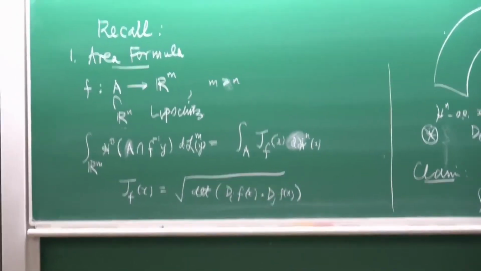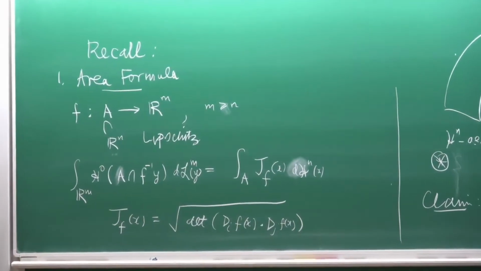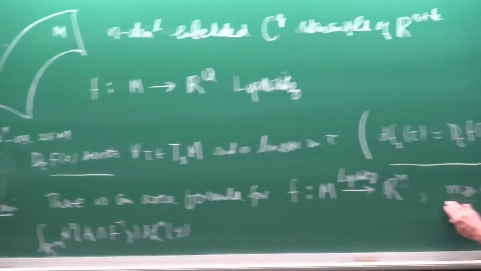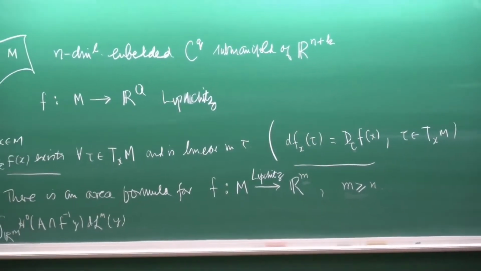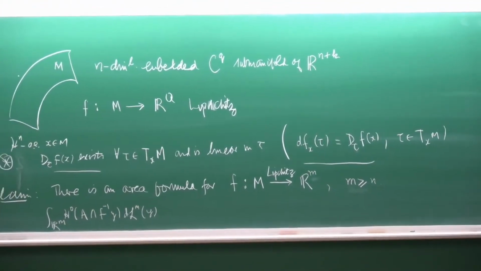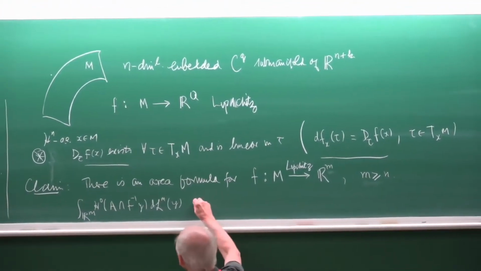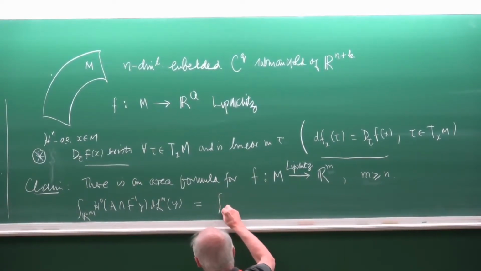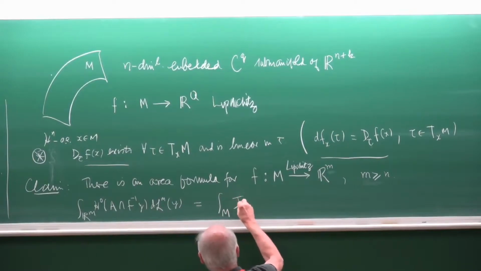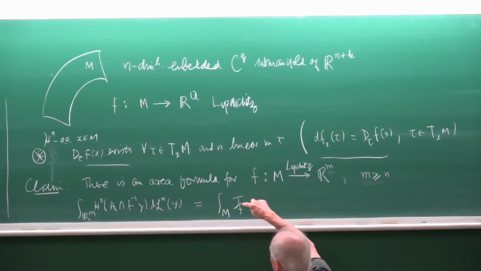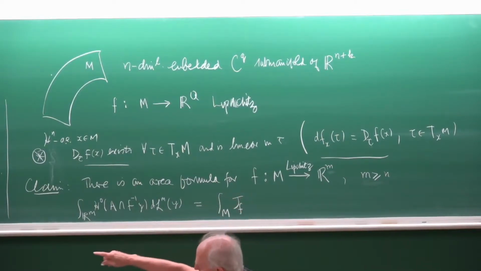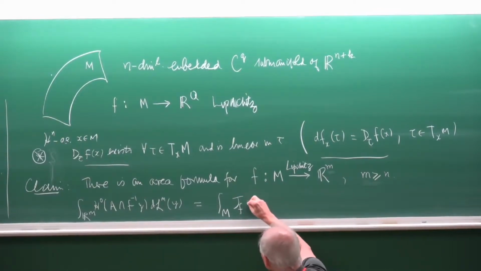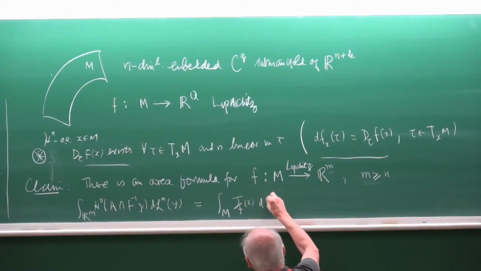Yeah, but that was general. There was no restriction on q here, but now I'm using a different symbol because there is this restriction: m bigger than or equal to n. And the left-hand side is the same, H0 dLm y. And it's the integral now over M of Jf. Now I've got to say what this means because we're no longer in Euclidean space. So it's not quite the same, but I just have to say what this thing is.